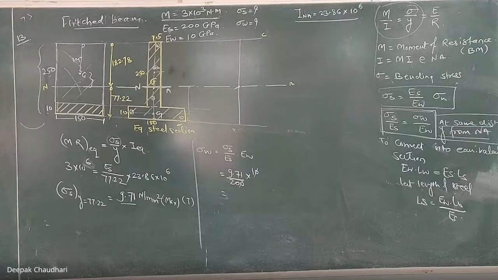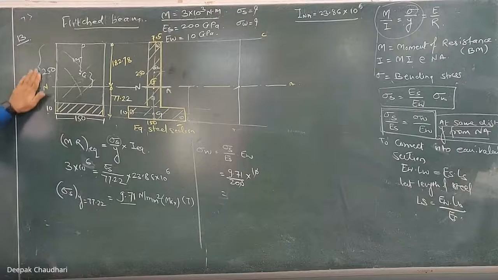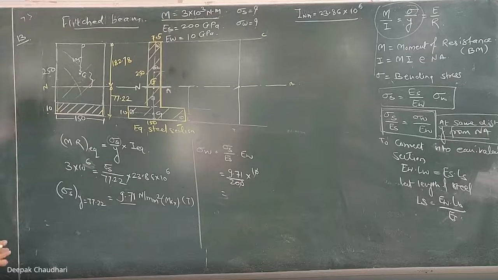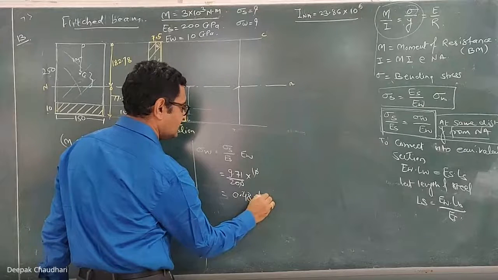Come on, tell me the answer. Why is so much time required? 0.48 Newton per millimeter square. This is the stress in wood.